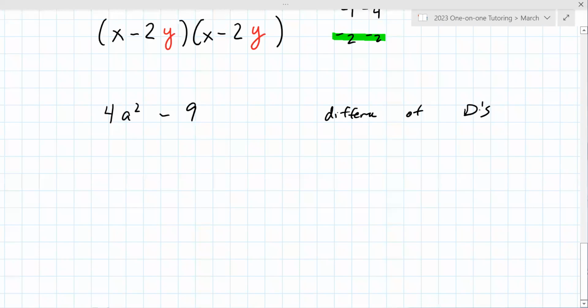A couple of points here. First is that there's only two terms. That's one reason it's difference of squares. The other one is that it's actually subtraction in there. Now here's what you're trying to do. You're trying to figure out what squared gets you back to the previous line.